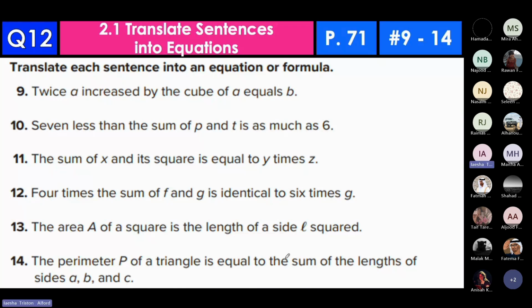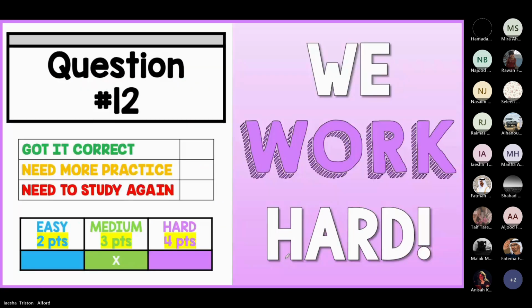They want you to be able to answer number 9 through 14. So I'm going to leave it for you to try. And I will give you the answer key. If you have anything, you know how to ask me, okay? But that was question number 12. I put it as medium because maybe it might be hard if they give you parentheses word, maybe. So I put it medium. Everybody's okay with question 12? Yes.